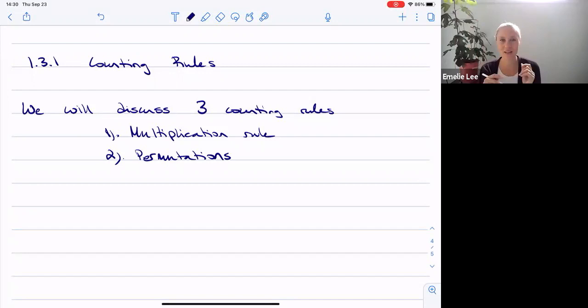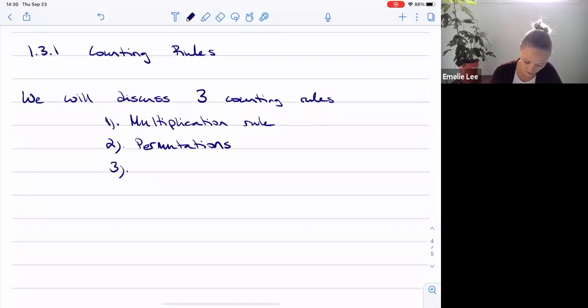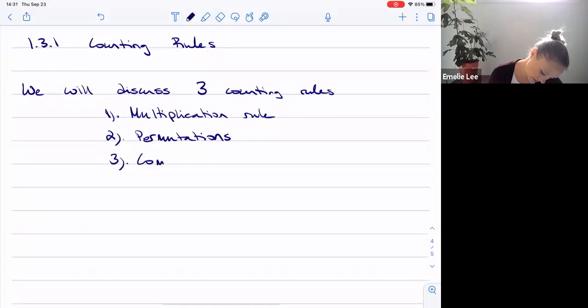And then finally, we're going to talk about combinations. Now, combinations is talking about how many different subsets of size k can I pull from a set of elements with n elements.